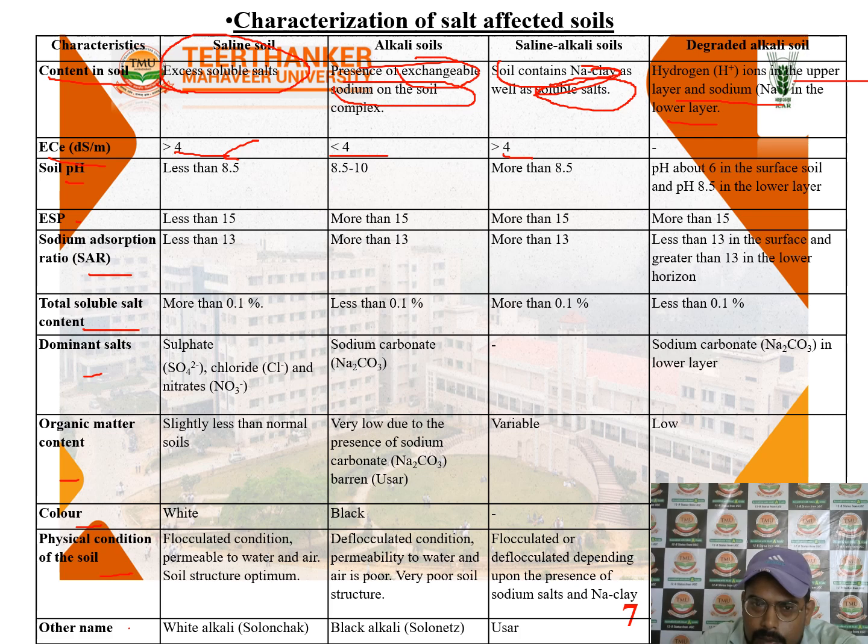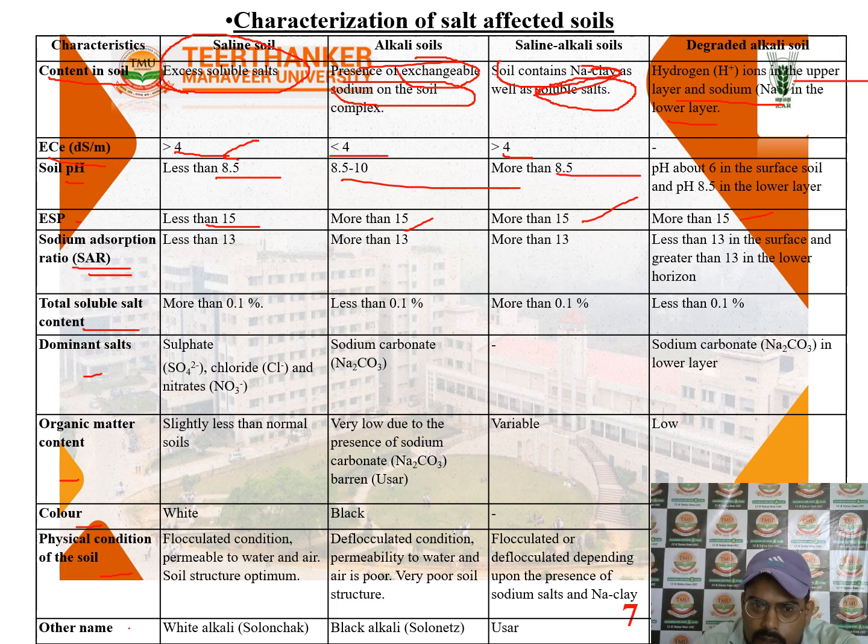The soil pH in saline soil is less than 8.5, and in alkali soil it is 8.5 to 10. Next is the ESP, exchangeable sodium percentage, which is less than 15 for saline soil, more than 15 for alkali and saline alkali soils, and more than 52 for degraded alkali soil.